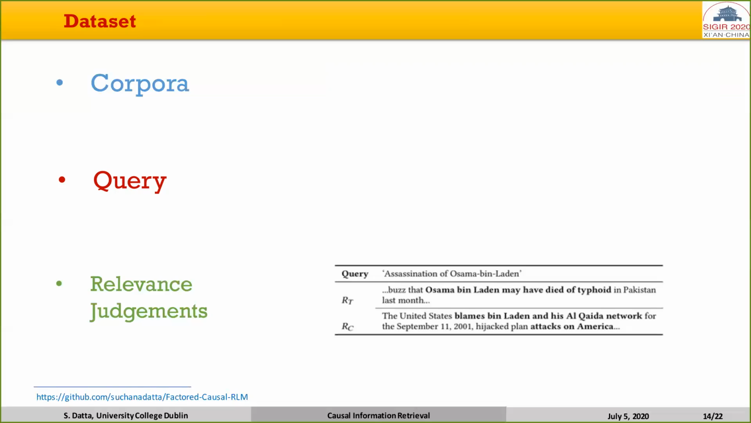But in the second case, the United States blames bin Laden and his Al-Qaeda network for the September 11, 2001 hijacked plane attacks on America. This is certainly a potential event that might have led to Osama's assassination.